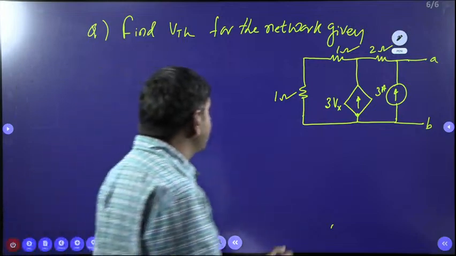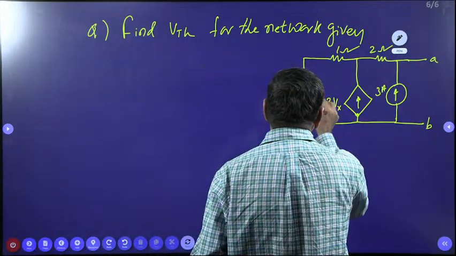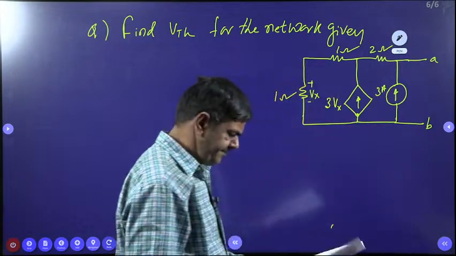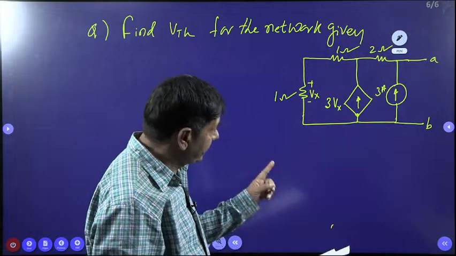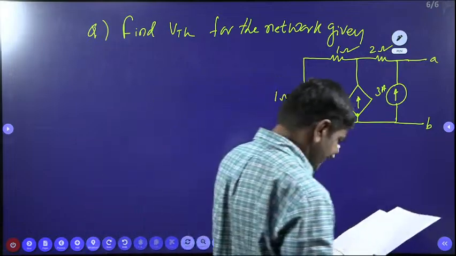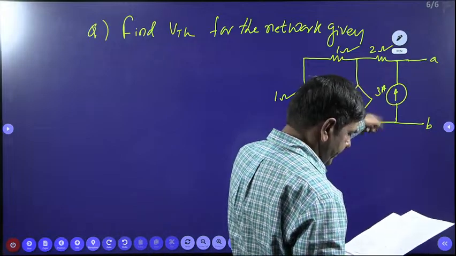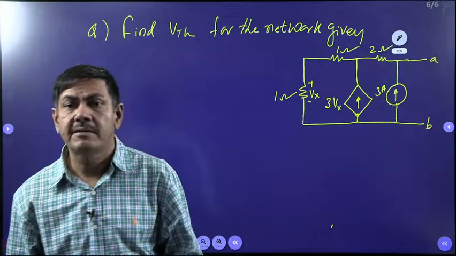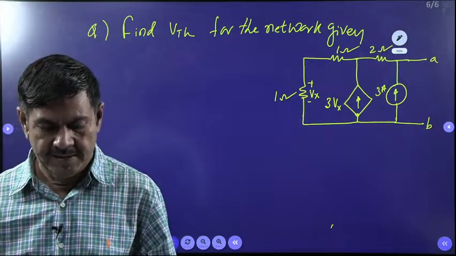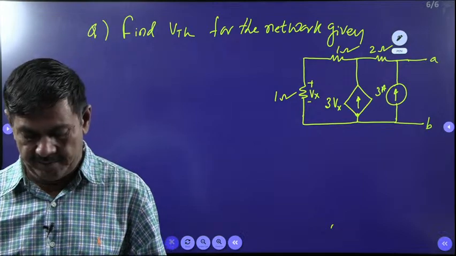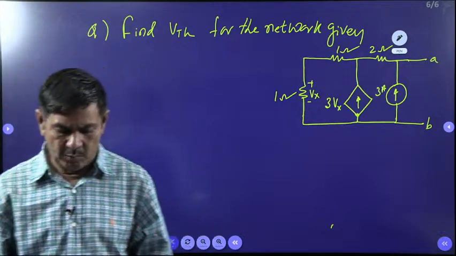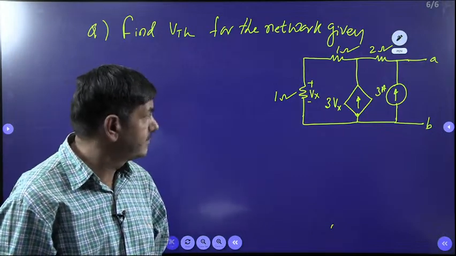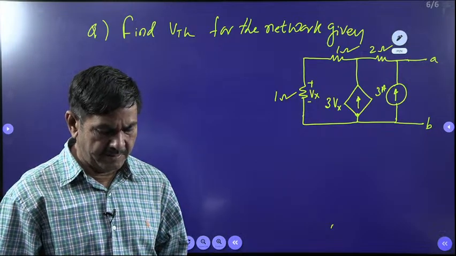For the 1 ohm, the voltage Vx is also given here. Voltage across this is given as Vx. 1 ohm and 1 ohm and 3 Vx. This is a 2 ohm, this is 3 amperes, AB is given. Yes, exactly correct. But they are asking only VTH. Only VTH is required. How to get VTH is very important.